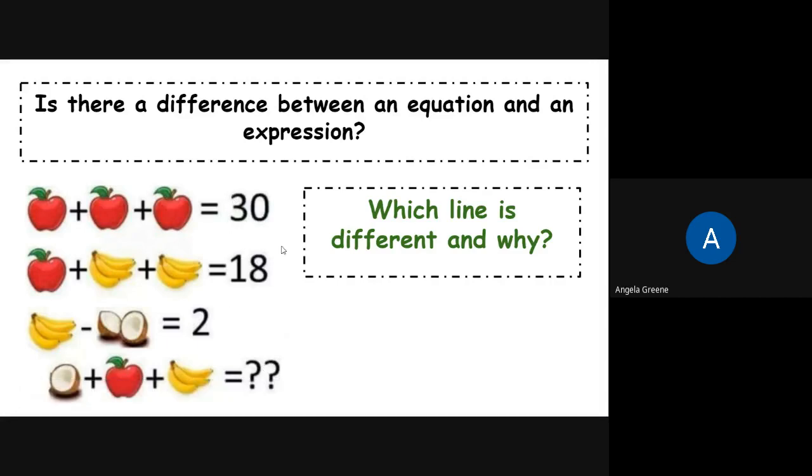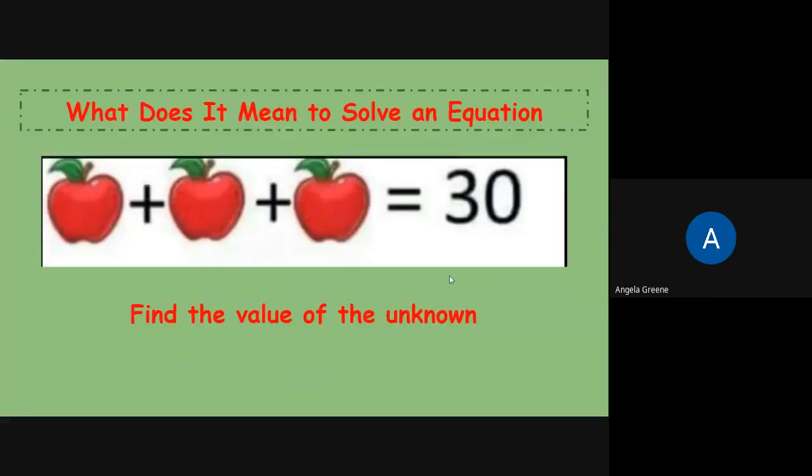So now that we've answered the questions from the riddle that I gave you, let's dive into the lesson. What does it mean to solve an equation? Well, like we said before, in this lesson, we're trying to find the value of the unknown or the value of the variable. And in this case, my variable is the apple. The value of the apple is 10.